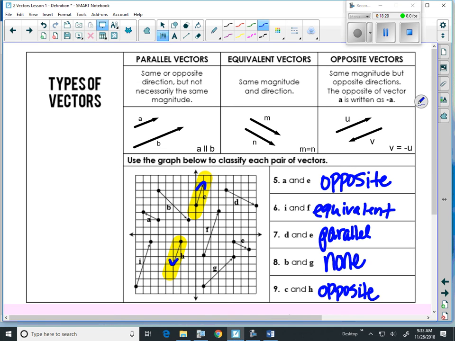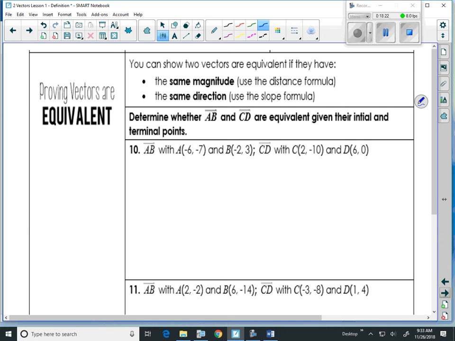Let's talk equivalence. Here's how we show that two vectors are equivalent. They have to have the same magnitude, so we're going to do the distance formula, which is what we just did on the first page. The second thing, they have to be going the same direction. We're going to use the slope formula. Does anybody remember the slope formula? M equals y2 minus y1 over x2 minus x1. That's how you find the slope of a line.